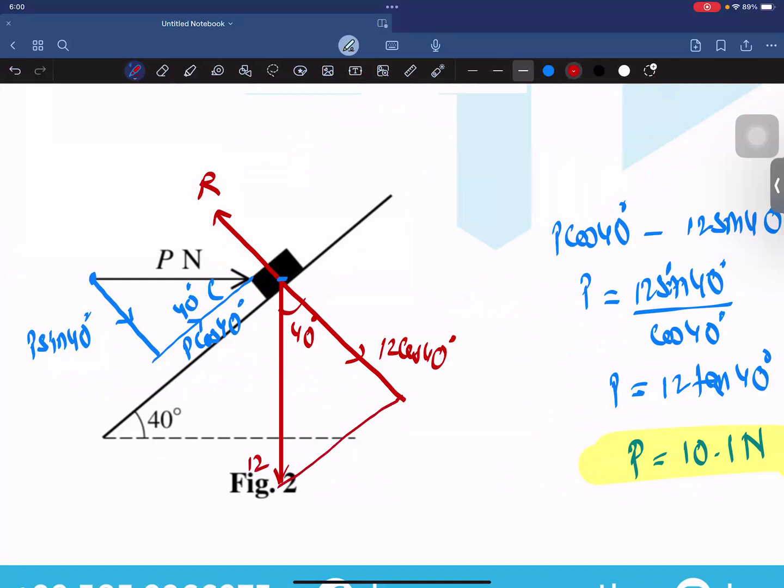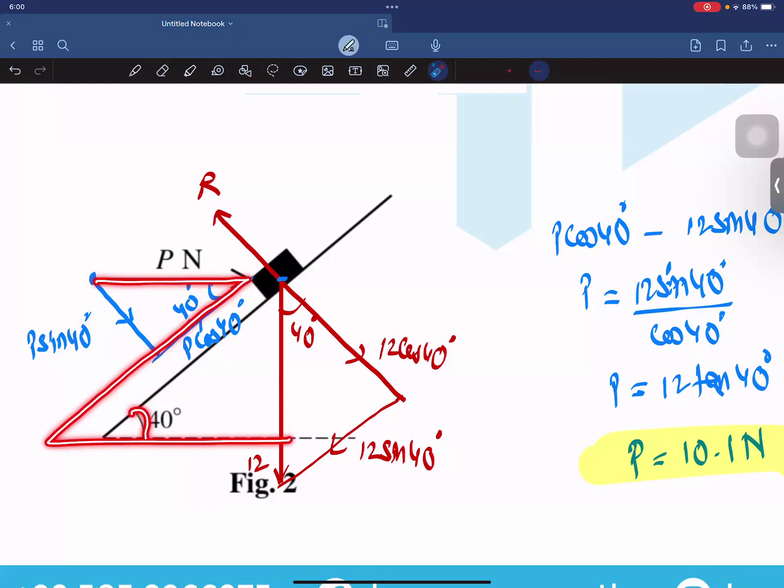So here is the component of the weight which is along the plane. Now the thing is that this P Newton force is acting horizontal. According to the alternate angles property, when this angle is 40 degrees, this angle is also 40 degrees, which means this angle is also 40 degrees. You can just consider this. If this angle is 40, then obviously this angle is 40 according to the corresponding angles, and according to alternate angles, this angle is 40 degrees. So this is basically the whole idea.